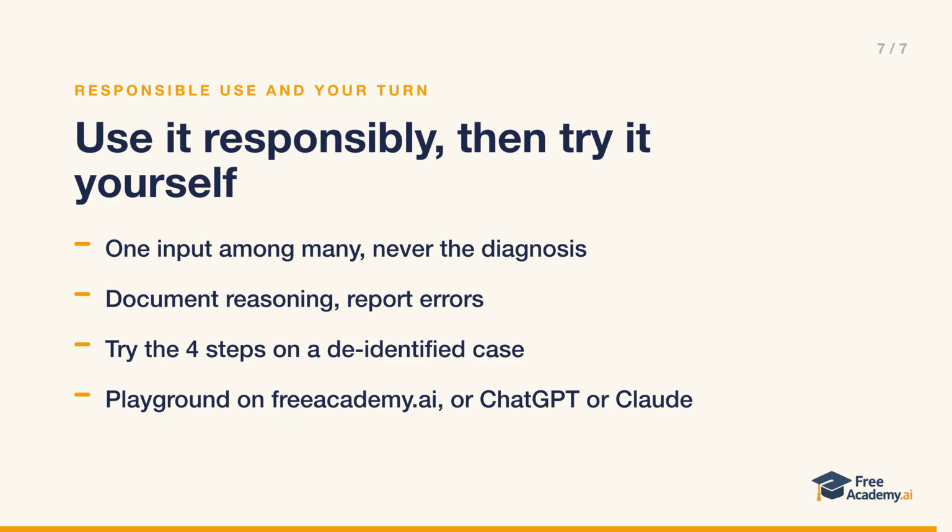Now try it yourself. Take a de-identified or textbook case and work through the 4 steps. Present the scenario, ask for a ranked differential, challenge the reasoning, then use it as a checklist. Do it right now in the interactive prompt playground on this lesson page at FreeAcademy.ai, or paste your case into an AI assistant like ChatGPT or Claude.